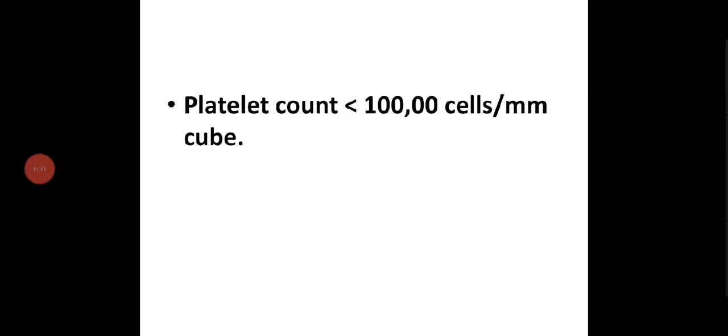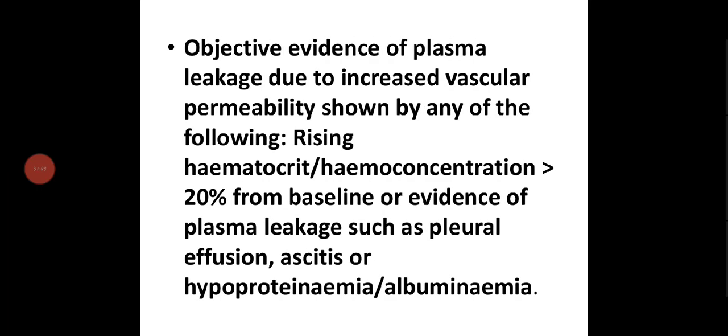Bleeding in gums, platelet count less than 1 lakh cells per cubic millimeter, objective evidence of plasma leakage due to increased vascular permeability shown by any of the following: rising hematocrit or hemoconcentration of more than 20% from baseline, or evidence of plasma leakage such as pleural effusion, ascites, hyperproteinemia and hypoalbuminemia. This is also confirmed.